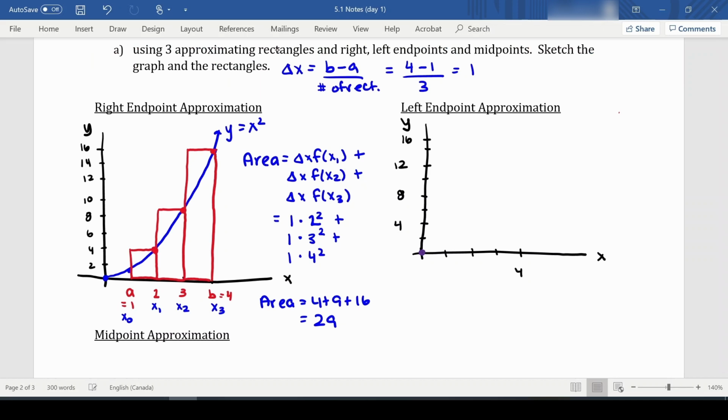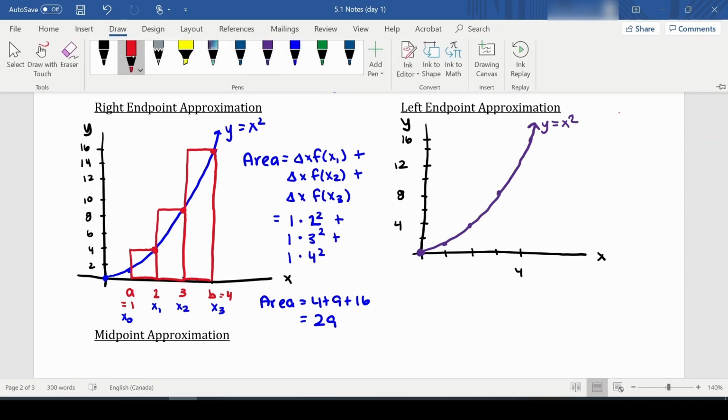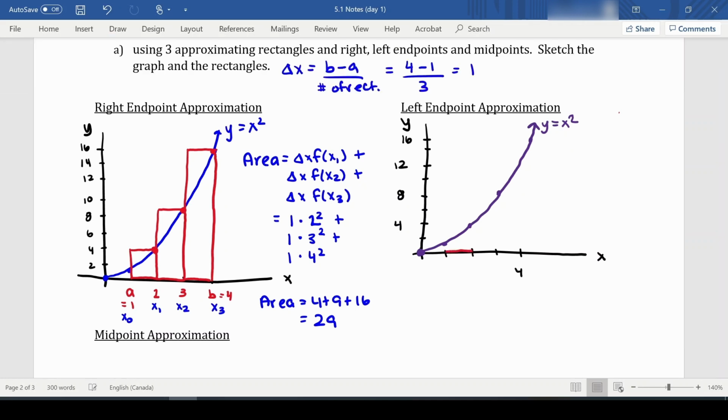I still need 0, 1, 4, 9, and 16. This time for my left endpoint approximation, my left top corner is going to go on my curve. So my width is still 1, but this time my top left corner will go on my curve when I draw my rectangle in, like this.